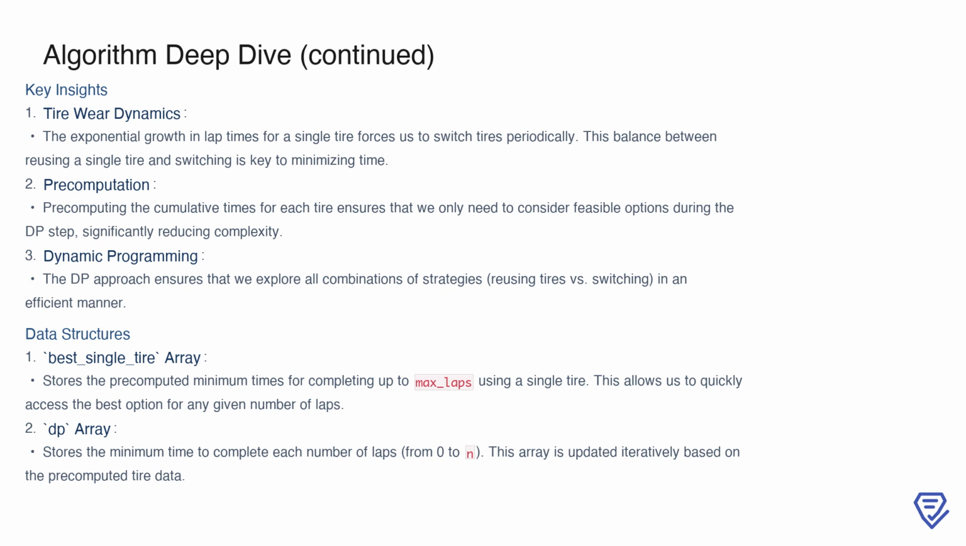The dynamic programming approach itself ensures that we systematically explore all combinations of reusing tires versus switching, guaranteeing that we find the optimal strategy. The two main data structures we use are the best_single_tire array, which stores pre-computed times for completing a given number of laps with a single tire, and the DP array, which keeps track of the minimum times needed for completing each number of laps up to n.